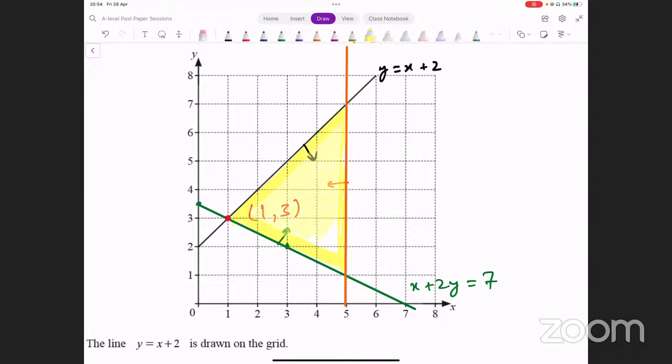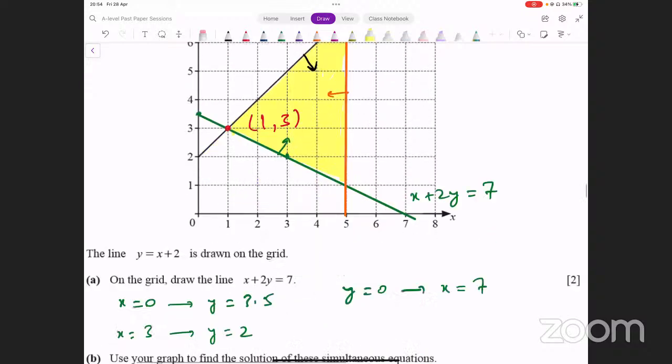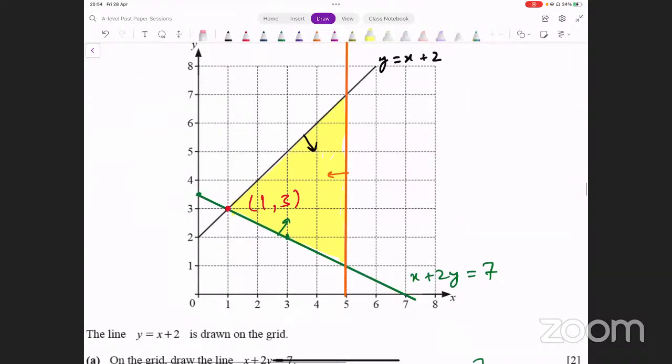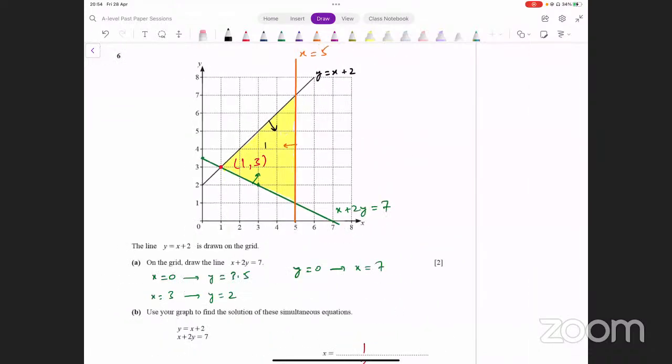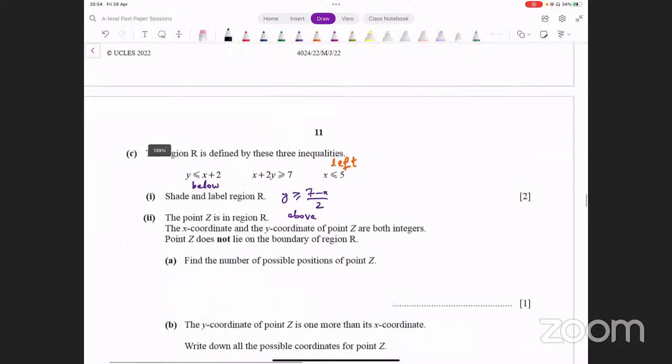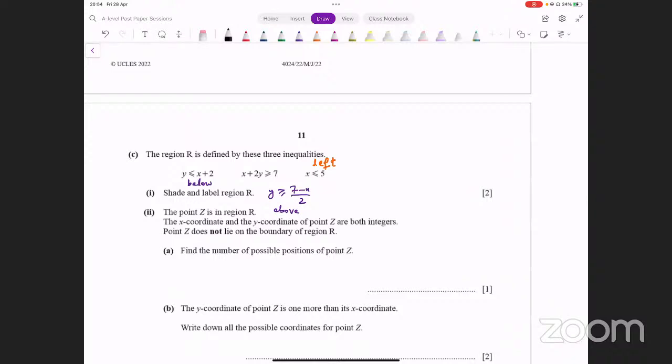ये आप रीजन शेड कर दोगे, उसने कहा है शायद लेबल करें इसको. Yeah, shade and label the region R. You would label this region. You would say this region is region R. Okay, that's what you do in this part. Now it says the point Z is in the region R. Okay, region R के अंदर एक पॉइंट है, उसको उसने नाम दे दिया पॉइंट Z.